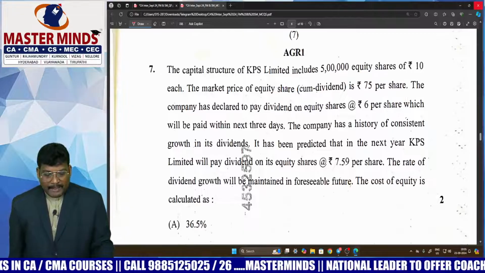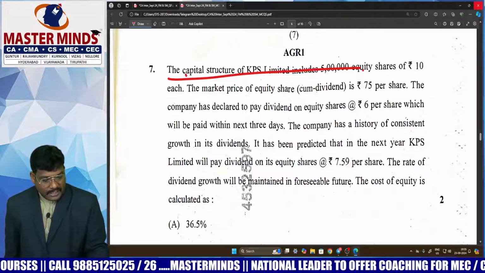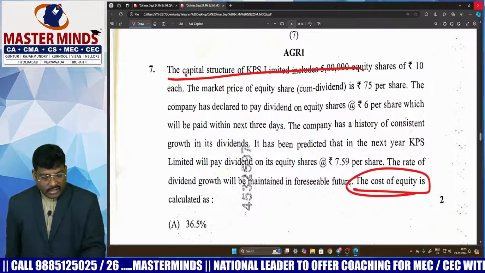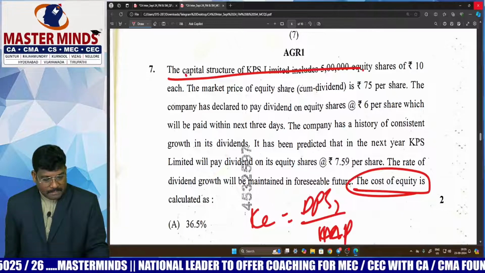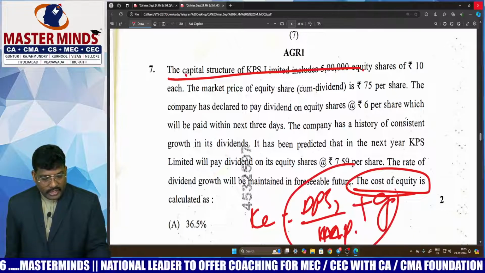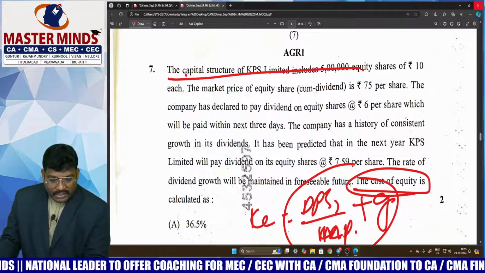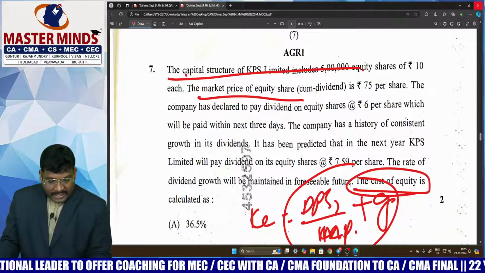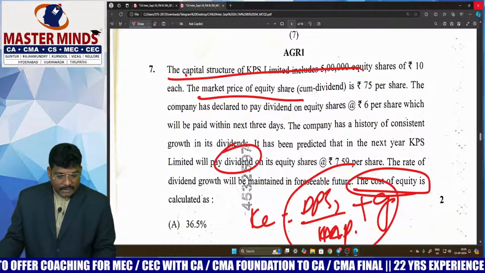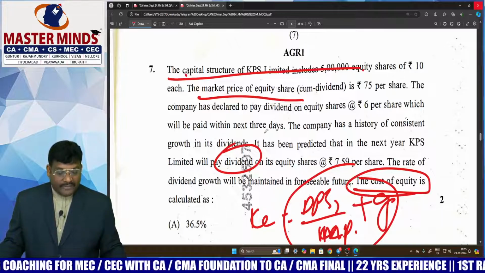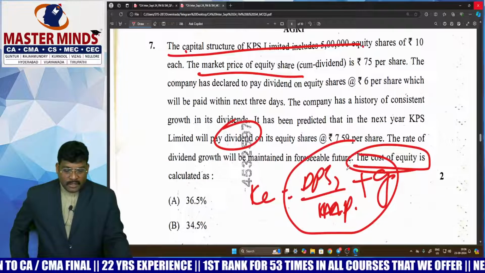Next, coming to capital structure, the problem they asked is ultimately about cost of equity, where cost of equity would be DPS1 divided by market price plus growth rate. Based on this formula you can easily find it, because the market price and next year's dividend details are given. This problem is from Gordon's model.